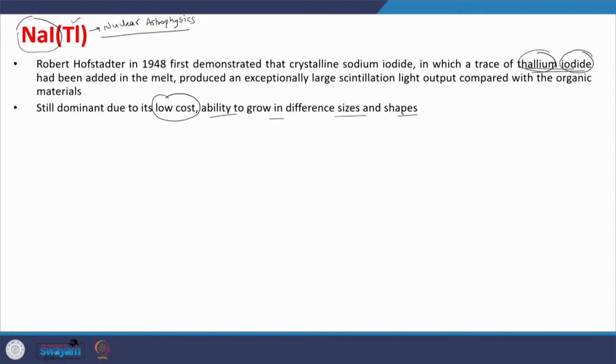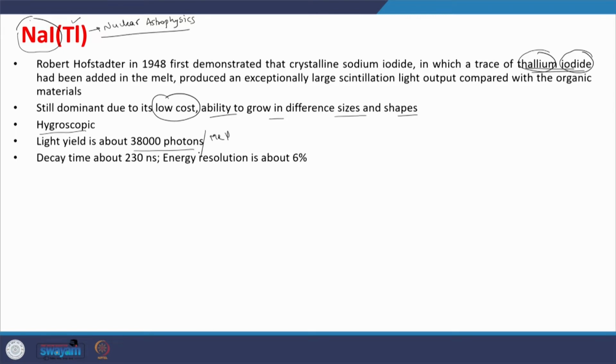You can grow into straight, conical, hexagonal, and different shapes using crystal growth methods like the Bridgman method, all right, and low cost, large volume, because a large volume crystal is useful for the detection of high energy gamma rays. However, it is hygroscopic, so one has to pack the crystal within some material like aluminum, otherwise it will go bad, and the light yield is about 38,000 photons per MeV.